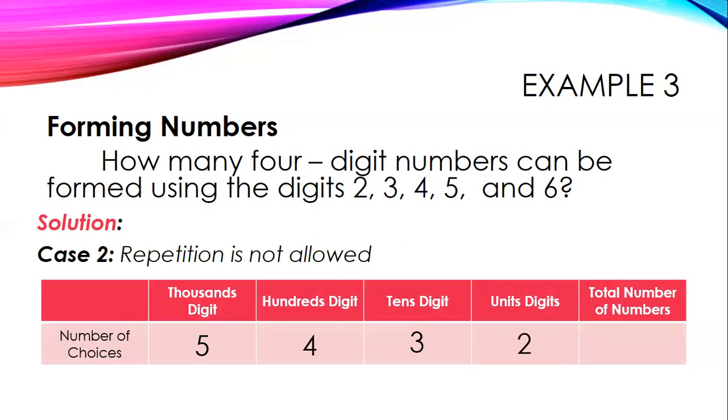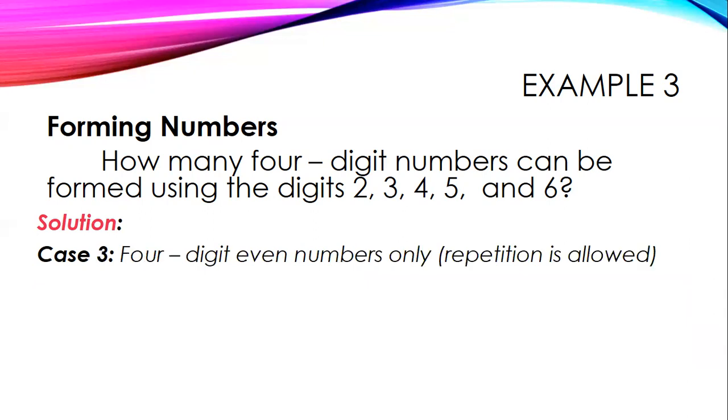So to get the total number of numbers, we need to multiply. 5 times 4 is 20. 20 times 3 is 60. And 60 times 2 is 120. So the total number of numbers is 120 if repetition is not allowed.